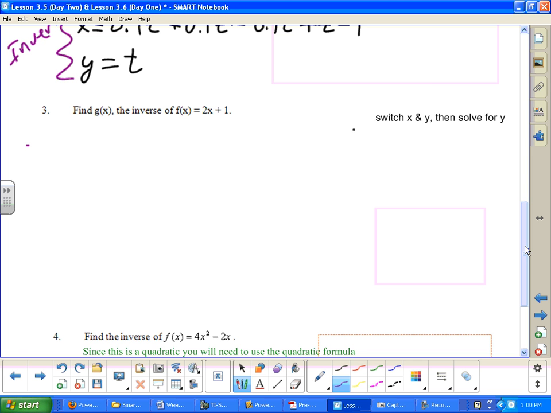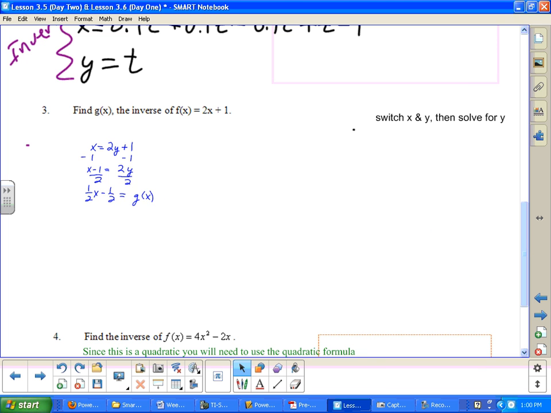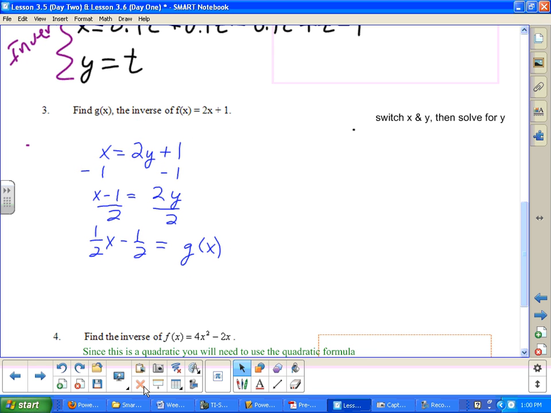Okay, number 3. So I have a function rule here, f of x equals 2x plus 1. How do I find the inverse? What do we do? Switch x and y and solve for y. Okay, good. All right. So that'll give us g of x here. We switched x and y. I put x in for f of x, put y in for x. Solve for y, subtract 1, divide by 2.